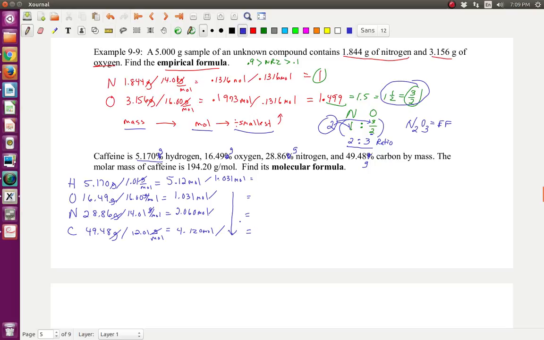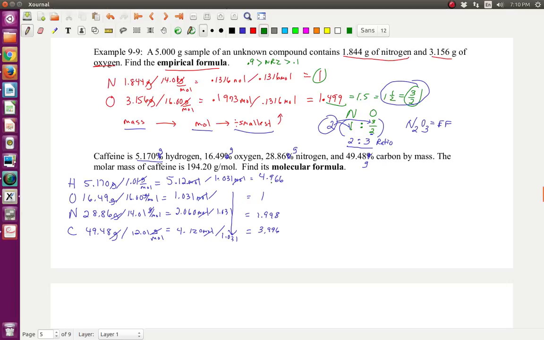5.12 divided by 1.031 is 4.966, and it's no unit because the moles cancel all the way down. 1.031 divided by 1.031 is 1. 2.060 divided by 1.031 is 1.998. And 4.120 divided by 1.031 is 3.996.